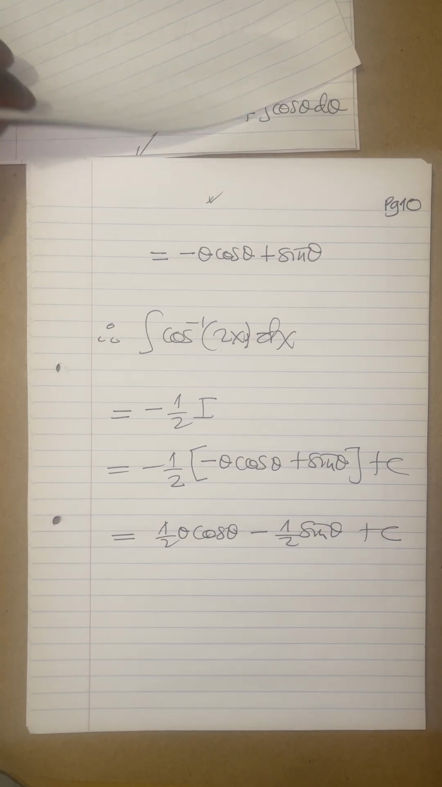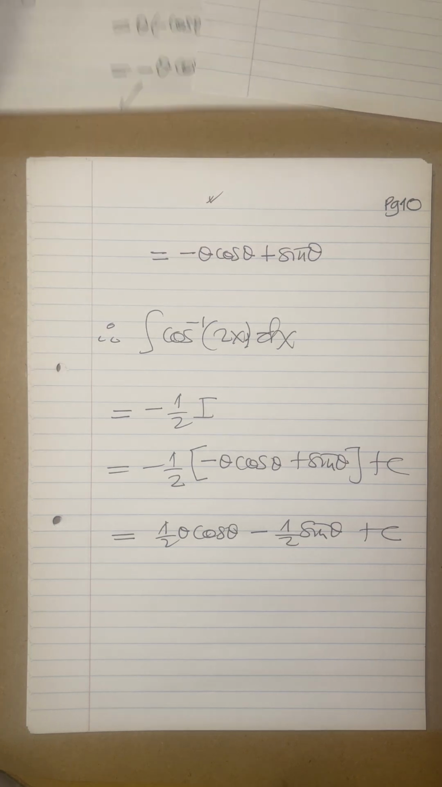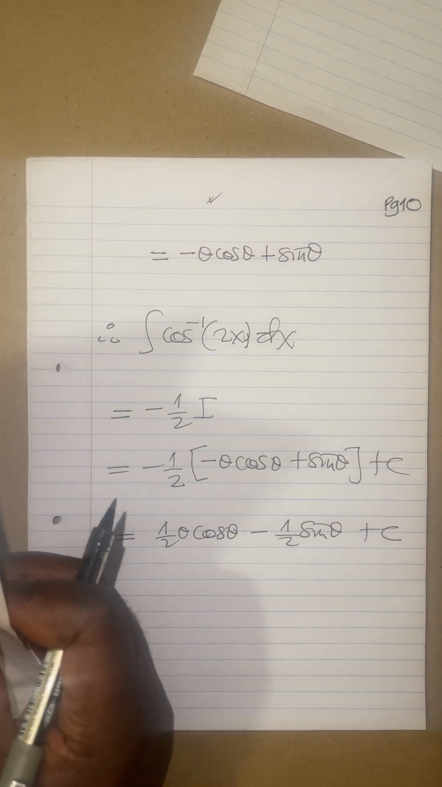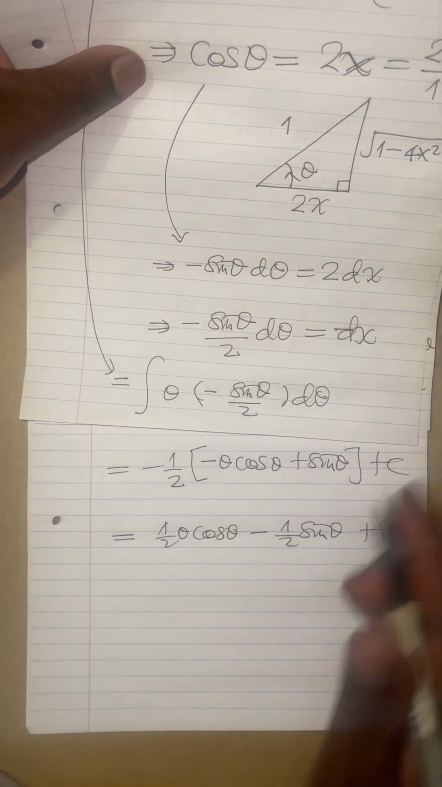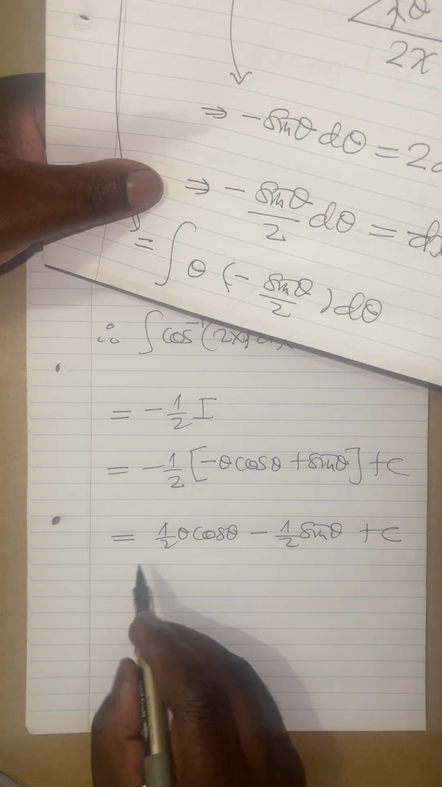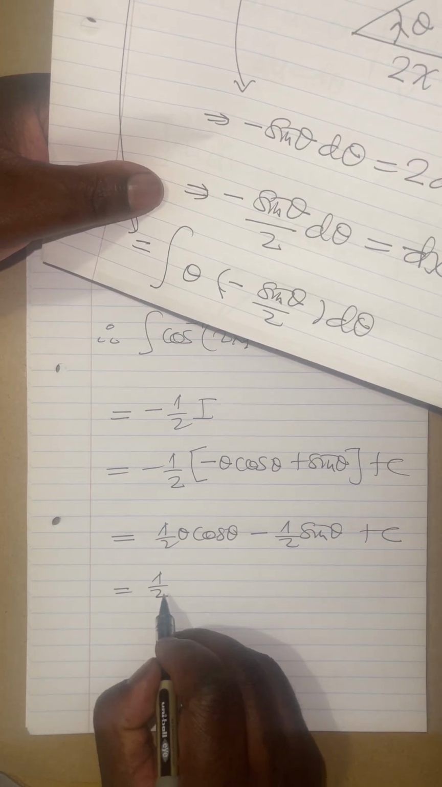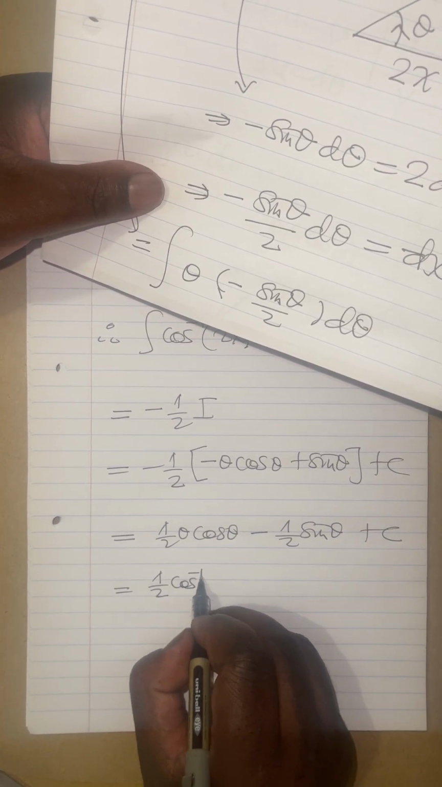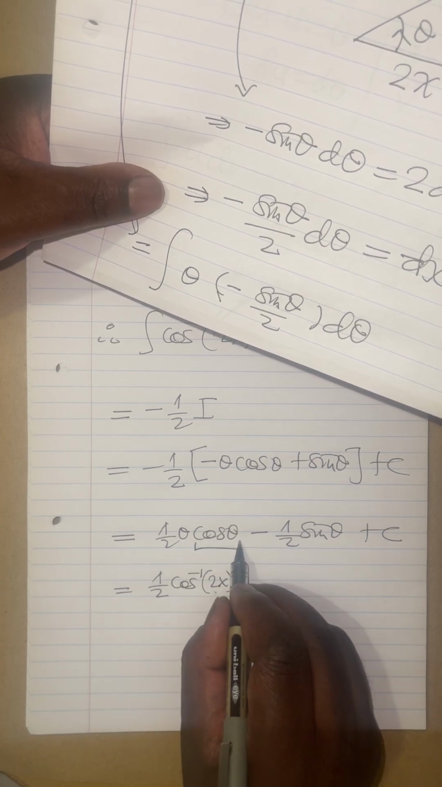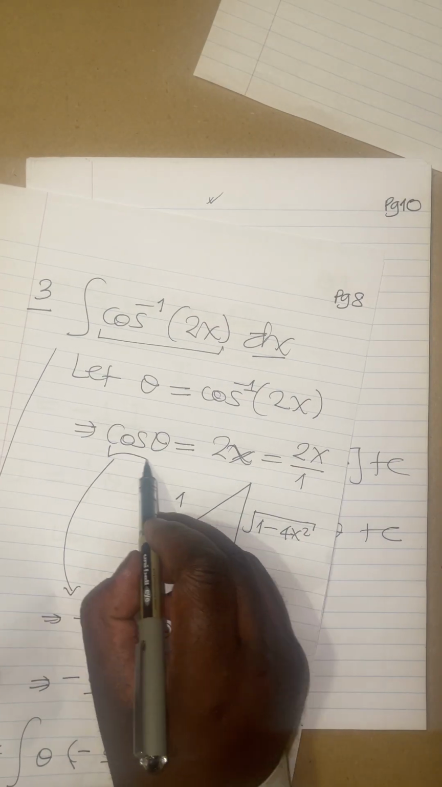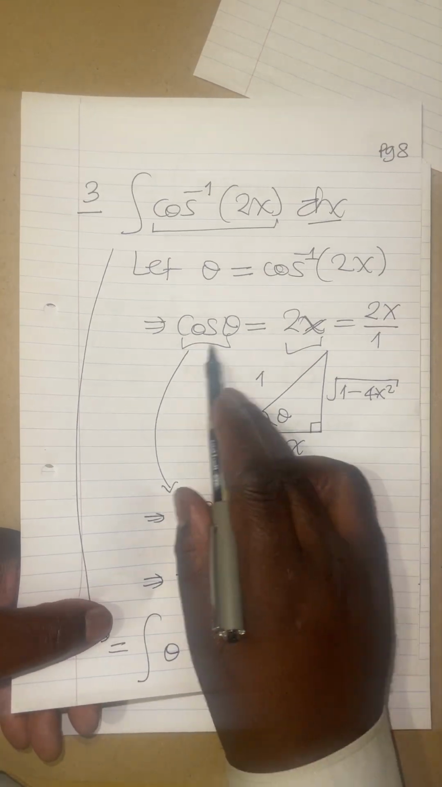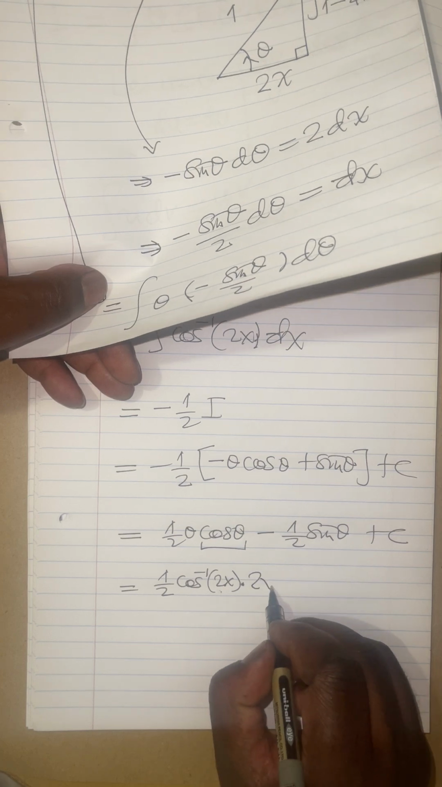Let's go back to our original variable, which is x. Now, if you go back to where we started from, here we are. What is theta? It's the cos inverse of 2x, or inverse cos 2x. So this is 1 over 2 inverse cos 2x times, what is cos theta? Cos theta here is 2x. You can see it there. Yeah, cos theta is 2x, and I must have 2x here.